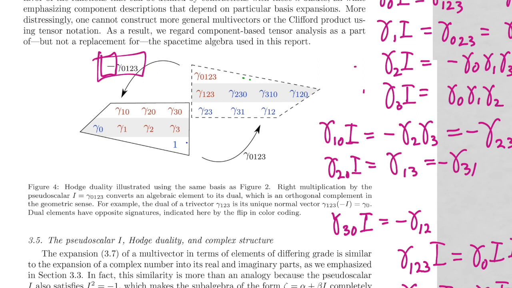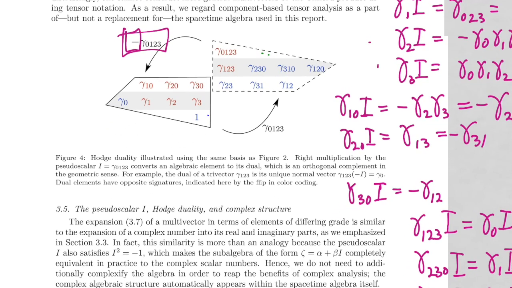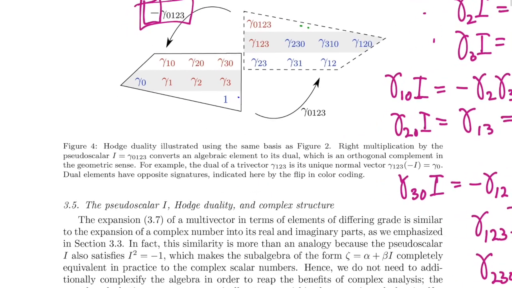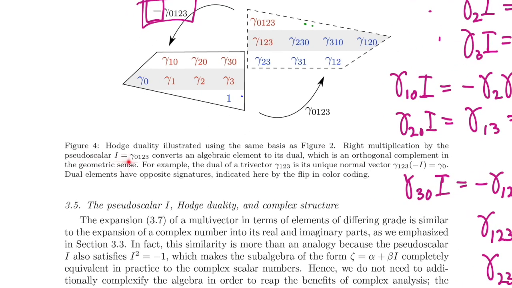So I'm not sure why they put that in there, but what kind of worries me is when I read the text of figure 4, right? It says, right multiplication by the pseudoscalar converts an algebraic element to its dual. Now first, understand that an algebraic element is a general algebraic element. That's an arbitrary multivector M.